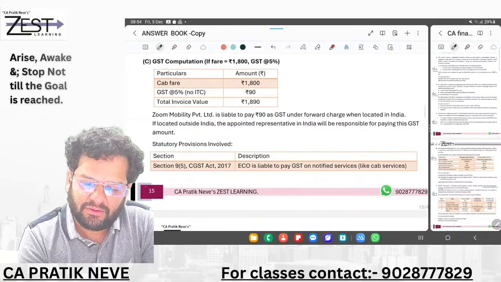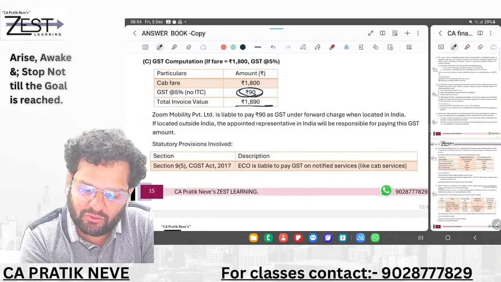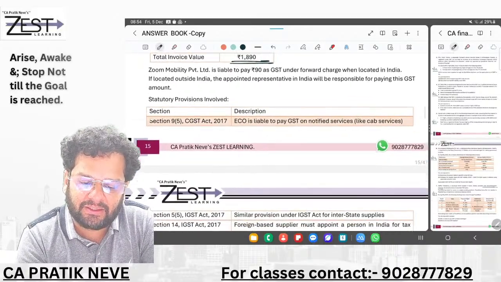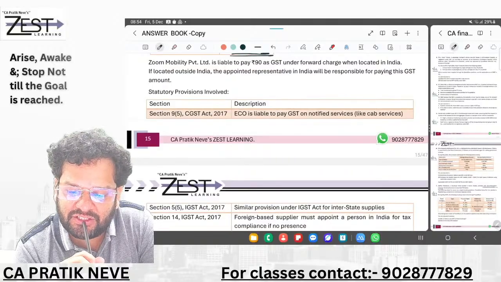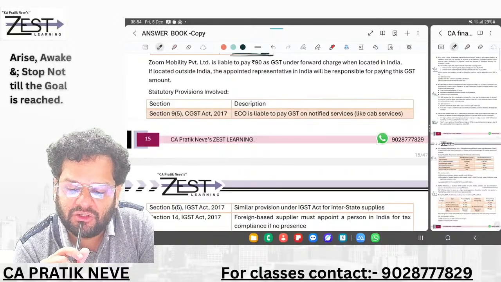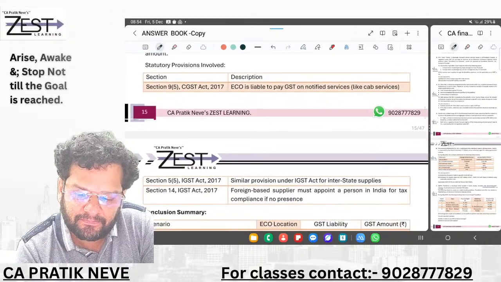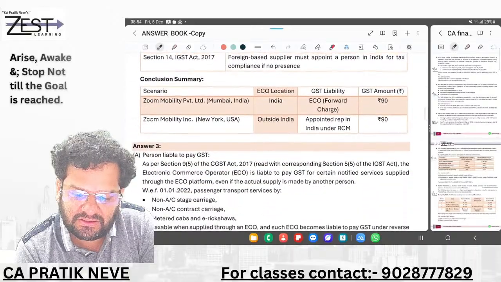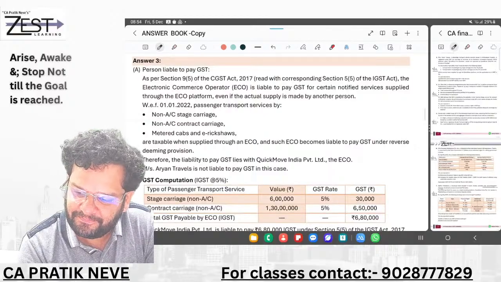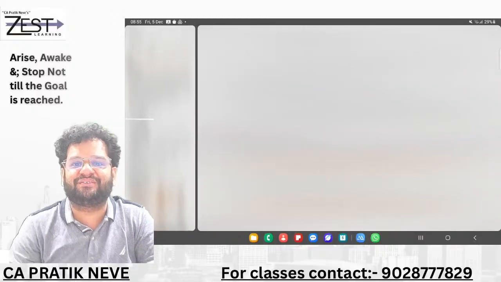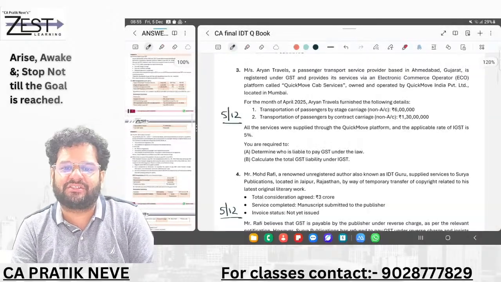Wonderful. Then GST amount will be 90 rupees as we discussed. So total invoice value will be 1890. Zoom Mobility Private Limited is liable to pay GST of 90 under forward charge when located in India. Clear? Yes. Wonderful. Let's go ahead to question number 3. Chalo guys, only 8 questions remaining for the day.